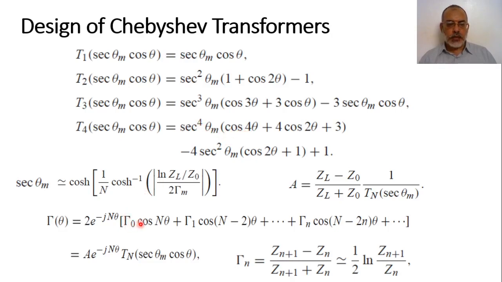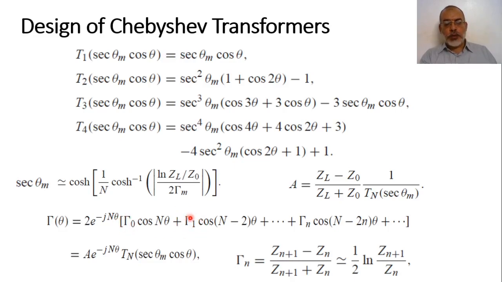This means that the term cosine 4 theta here and the term cosine 4 theta here, here it would be 2 gamma naught, here it would be A multiplied by sec to the power 4 theta maximum. In other words, gamma naught in this case would be sec to the power 4 theta maximum multiplied by A over 2. Right? Once we obtain gamma naught, we can obtain Z1 because gamma naught is Z1 minus Z naught over Z1 plus Z naught. So we can obtain the value of Z1.